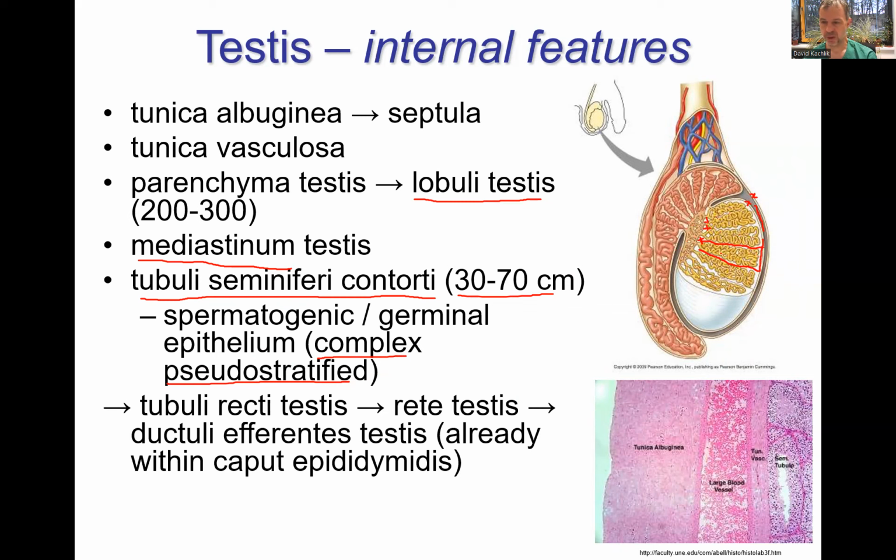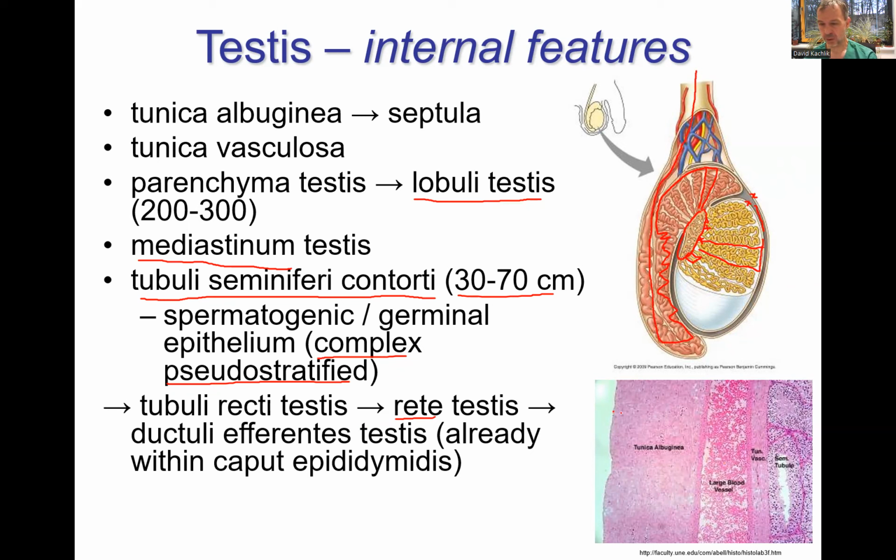So then when the sperms are formed, they continue through very short straight tubuli, so tubuli recti. Then these straight tubuli form a network called rete, and then it continues into the epididymis in so-called efferent ductuli, and then they continue as ductus epididymidis, which is then convoluted here and continues up as deferent duct.